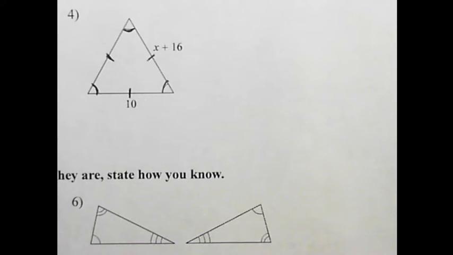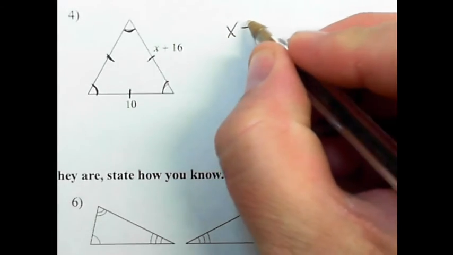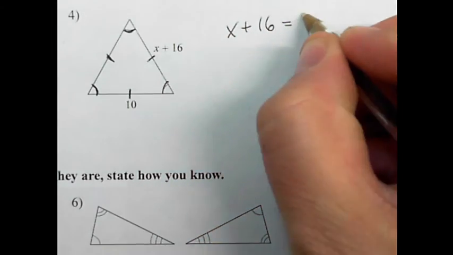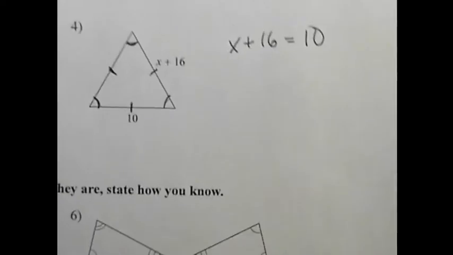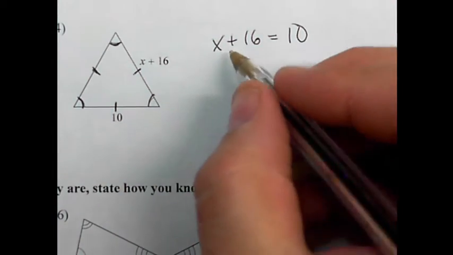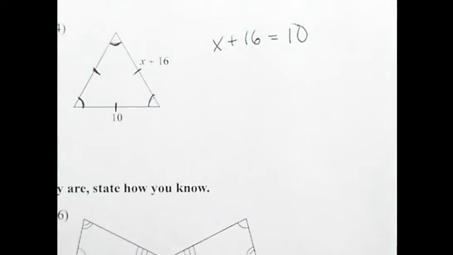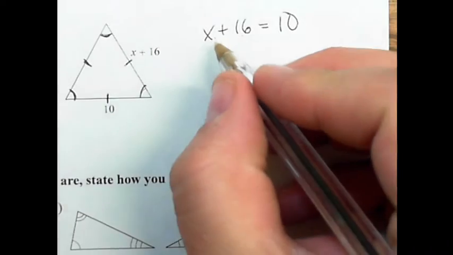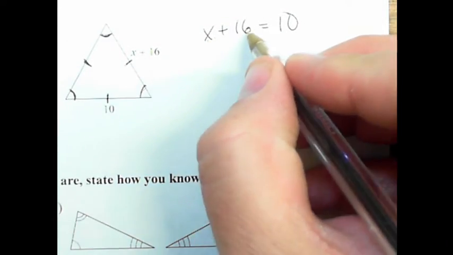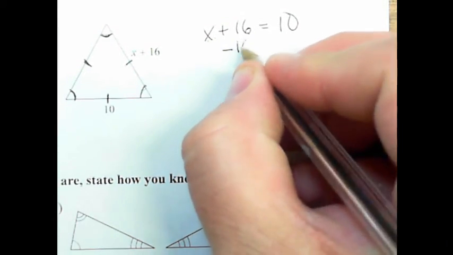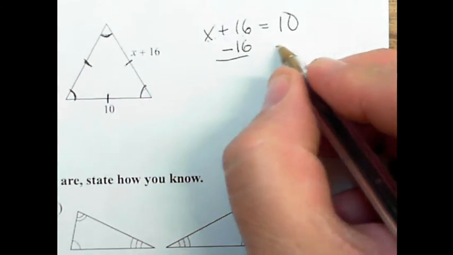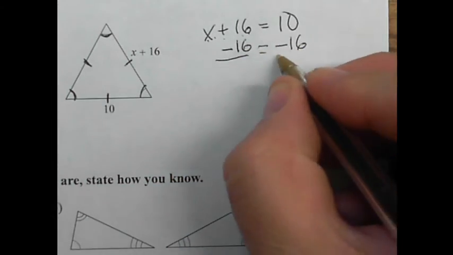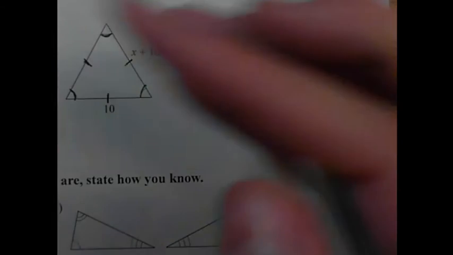So what's that mean? That means that x plus 16 is equal to 10. So if I want to solve for x, I'm simply going to move the positive 16 away from the x. In other words, I've got x and I'm adding 16 to it. To get the 16 away, I do the opposite of adding 16. Whatever I do on one side of the equal sign, I do on the other. So I subtract 16 from both sides.